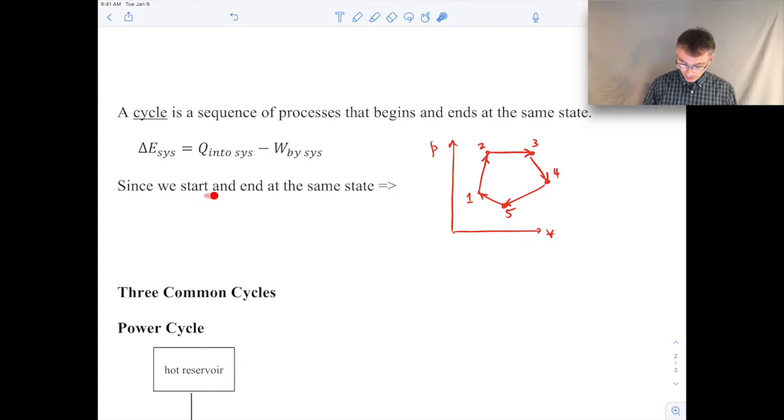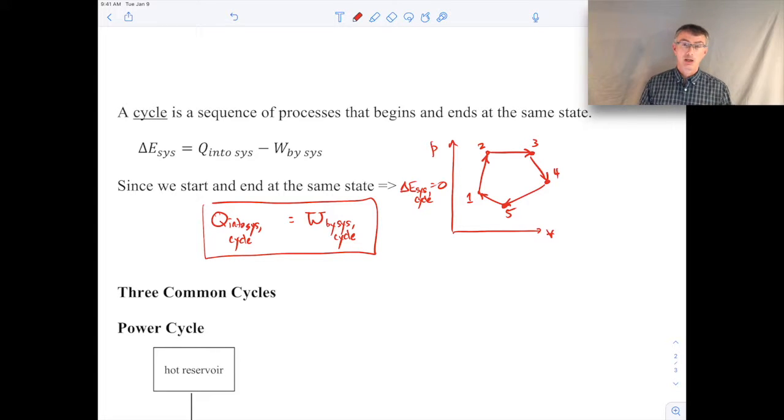Okay? So what that means is when we analyze the first law for a cycle, since we start and end at the same state, the change in total energy for our system will be 0, and this is specifically for a cycle. Over the course of a cycle, that total energy, which is a property, will come back to its original value, and so the change in that total energy will be 0 when we go through the whole cycle, when we get back to the original starting point. So what that means then is that the Q into the system over a cycle will equal the work done by the system over the cycle.